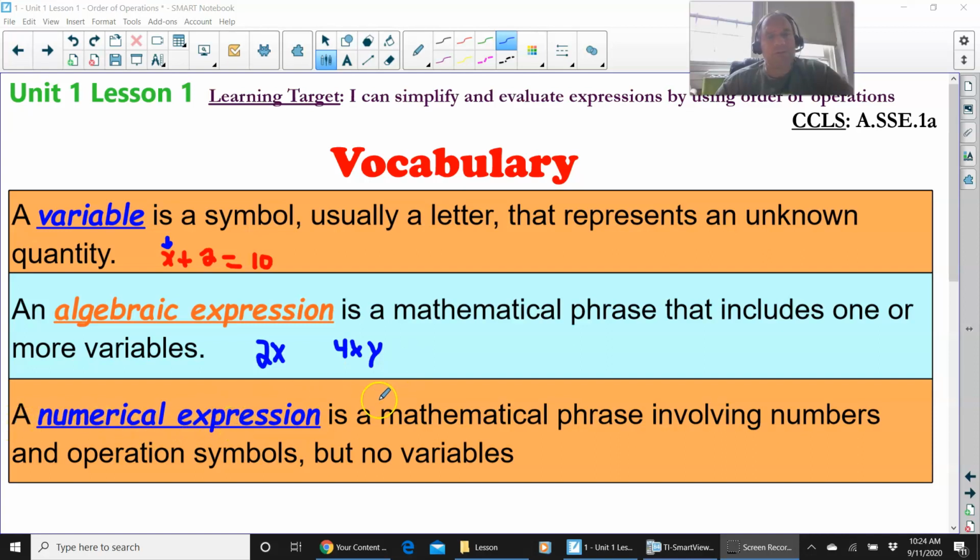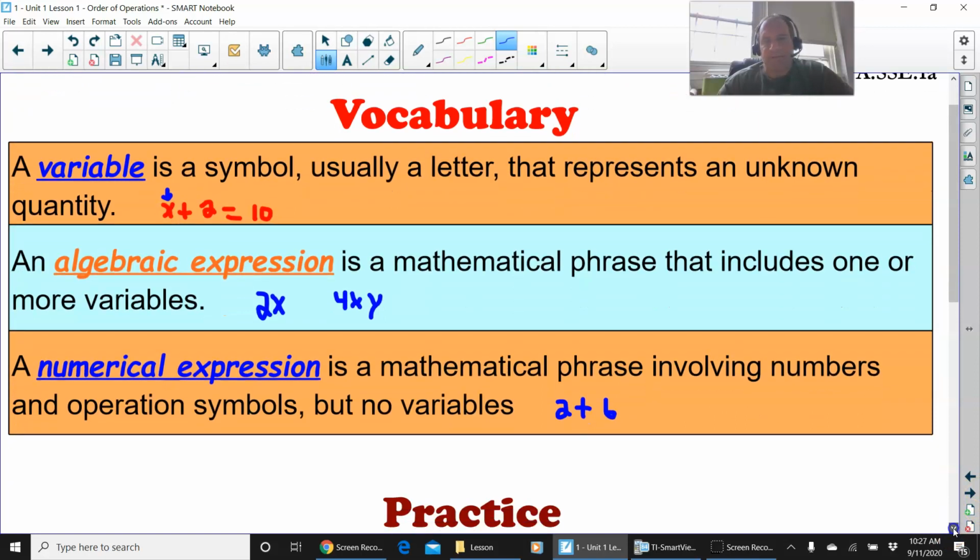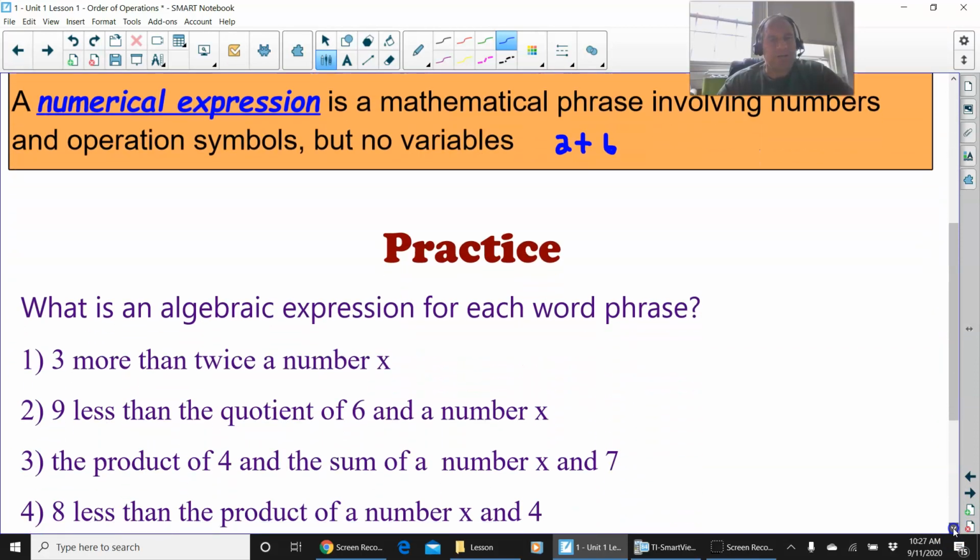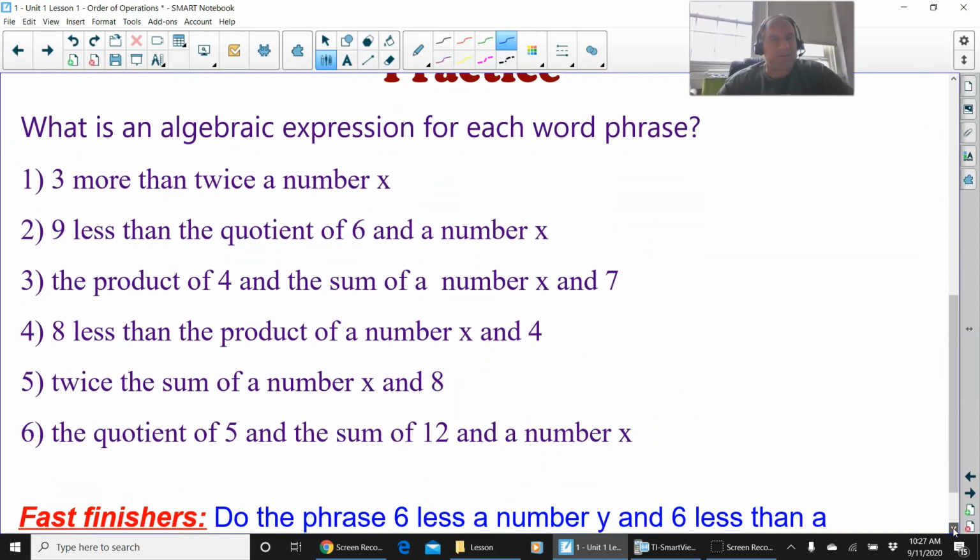A numerical expression is a mathematical phrase involving numbers and operation symbols, but no variables. And we could just see exactly right here what a numerical expression is. It's a mathematical phrase involving numbers and operation symbols, but no variables. Something like 6 plus 2, 4 times 2, stuff like that. All right, so here's some practice.